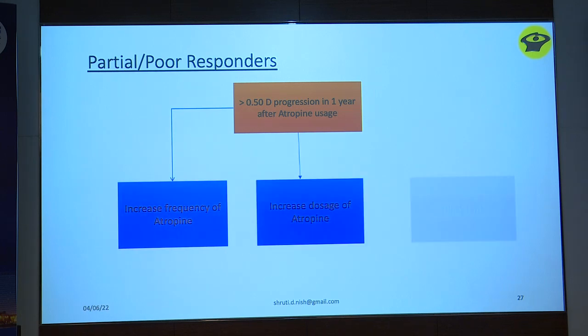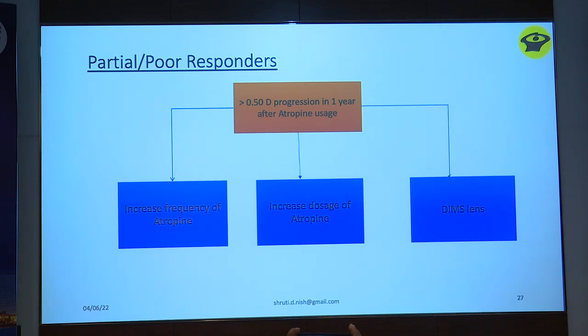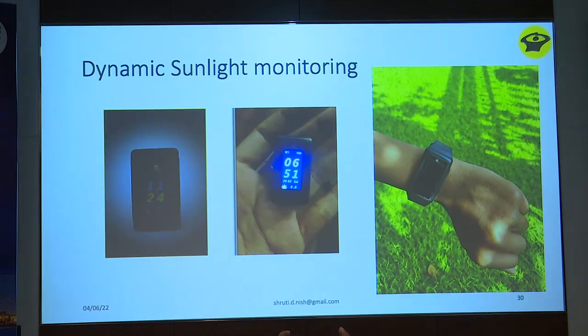Here I always prefer to shift them to the DIMS lens. We have good experience with the DIMS lens now, 3 months on, and I have around 8 patients who have come back to me and they are doing pretty well. So the promise is there, but we'll have to wait for the 6 months data. It's really easy, much better than atropine to manage. The compliance is good. Yeah, so she did well.